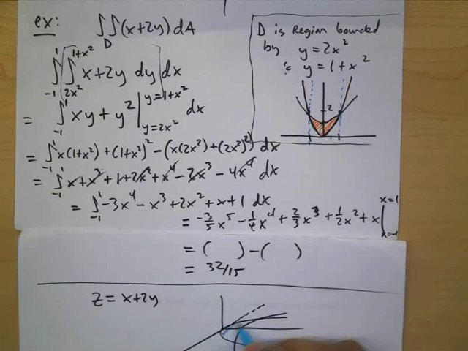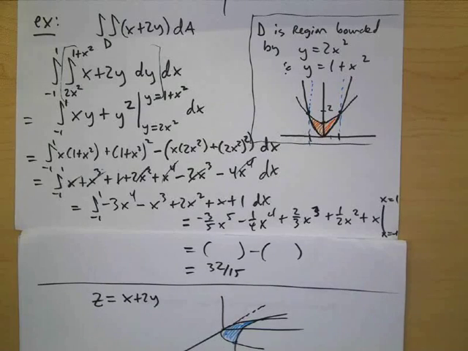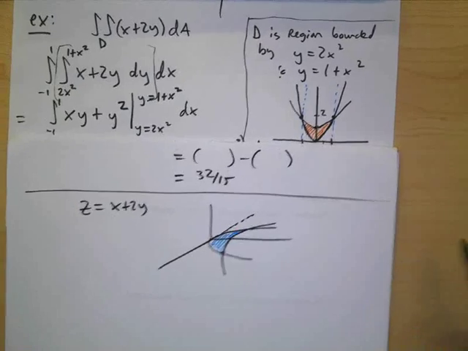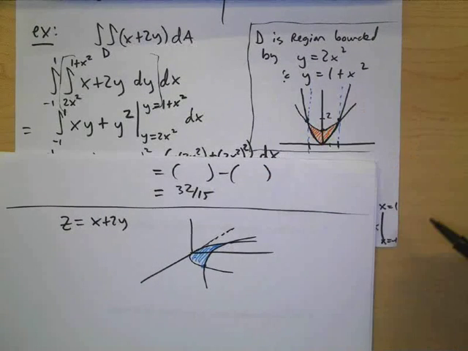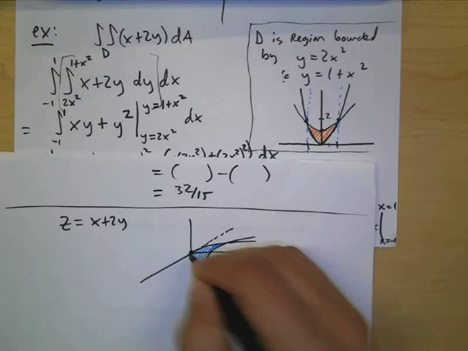So here's a different view of D. Z equals x plus 2y. Well, let's see. The intercept is going to be 0, 0, 0.